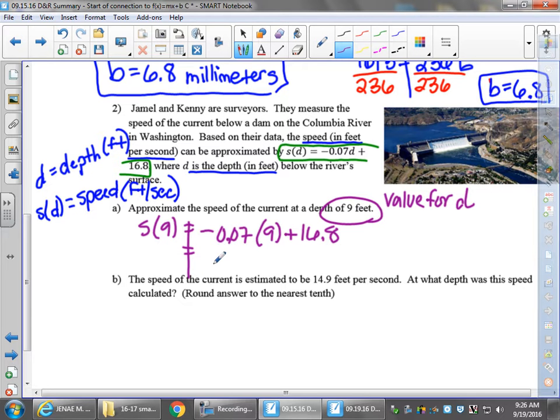What'd you guys get for 0.07 times 9? Good. And is that going to be a positive 0.63? Negative 0.63 plus 16.8. And then when I add that together, what'd you guys get? Give people a shot. Hold on. There you go. 16.17. Now that's a math answer, but what's my real world answer?